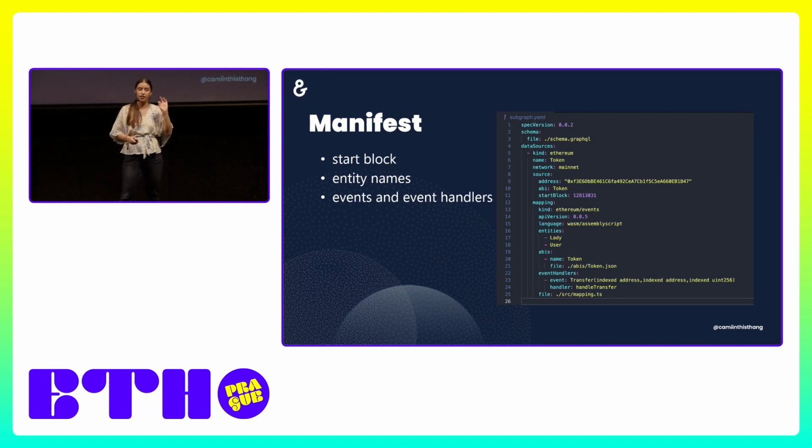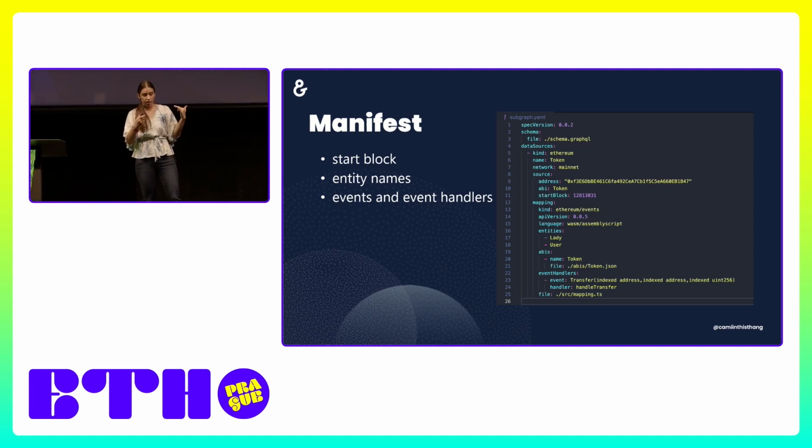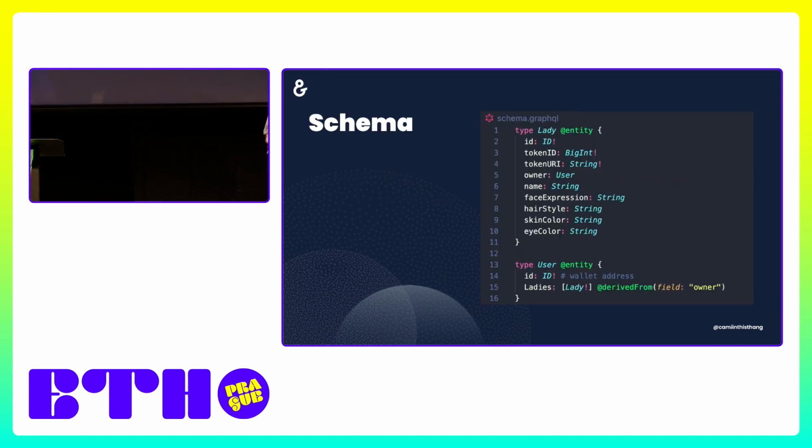And then finally, you define the event names and the event handlers. The events are from the contract, so they're contract specific. In our case, it would be the transfer event. And then the event handlers are developer written. So we say, when this specific event gets emitted, I want you to call this function that I'm going to define.